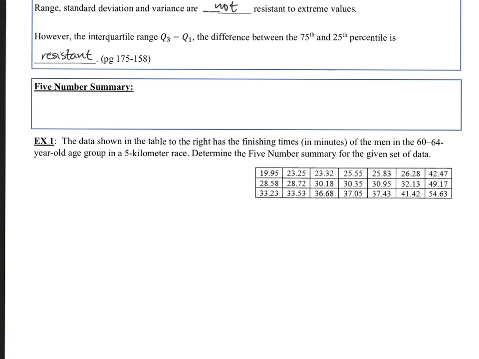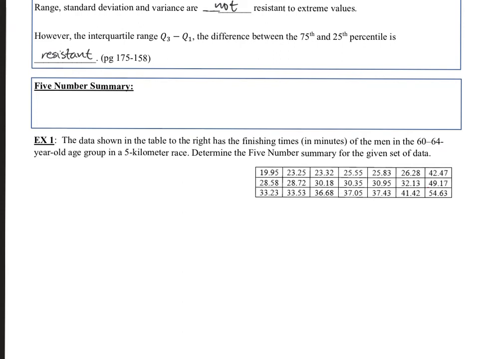So the 5-number summary. What you look at for the 5-number summary is the minimum, first quartile, median, third quartile, and the maximum. Right, and this is found on page 158.